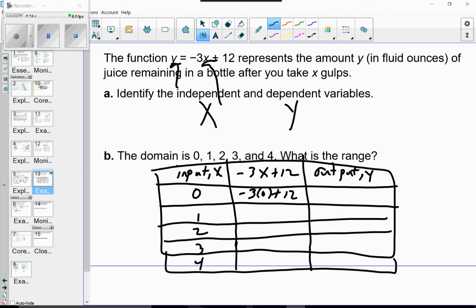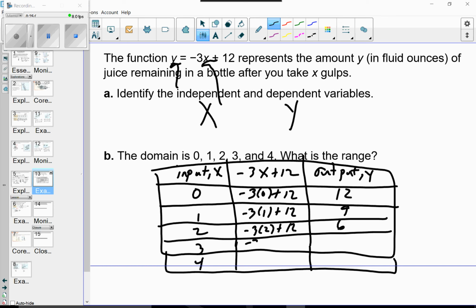You are going to get 12. If I put a 1 in for x, I'm going to get negative 3 times 1, which is negative 3, plus 12, which is 9. If I put a 2 in for x, I'm going to get negative 3 times 2 is negative 6, plus 12 is going to be 6.